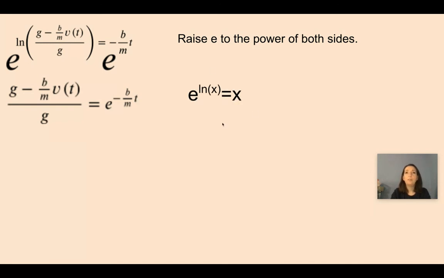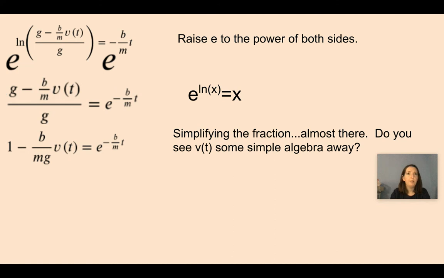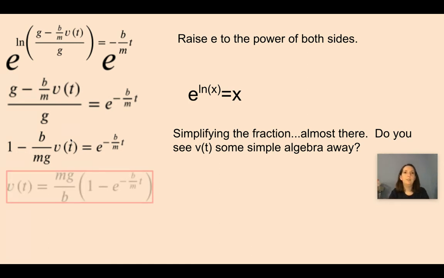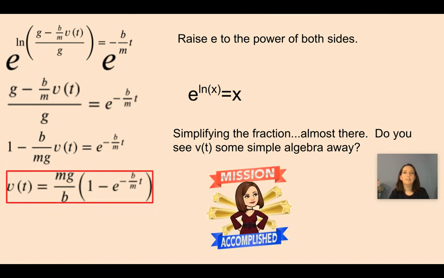All right, I'm going to simplify. Oh, sorry, I used the fact that e to the log x is equal to x. I forgot that I was nicely writing all of my reasoning over here. Okay, next I'm just going to simplify this fraction. So it's 1 minus, now we get b over mg times v of t equals the same thing on the right-hand side. So we are just a simple amount of algebra away from solving for v of t, because that was our goal. We wanted to solve for v of t. And so, there it is.